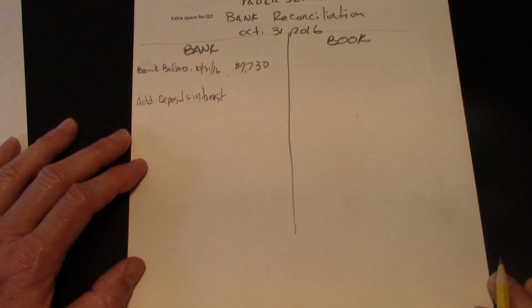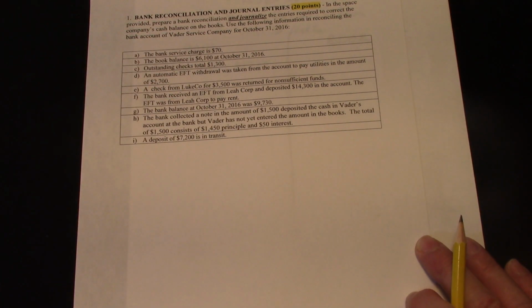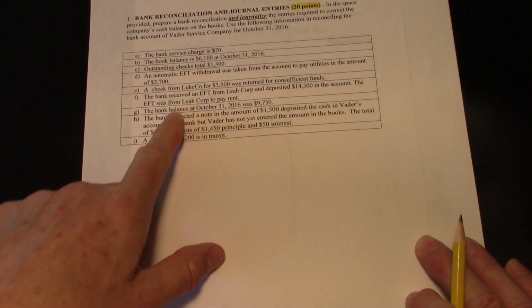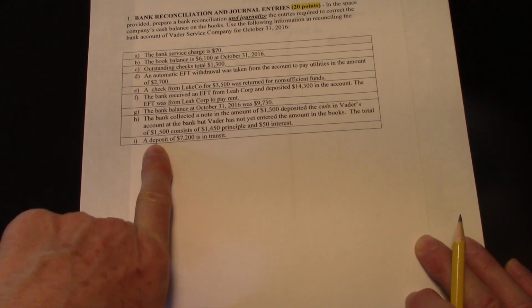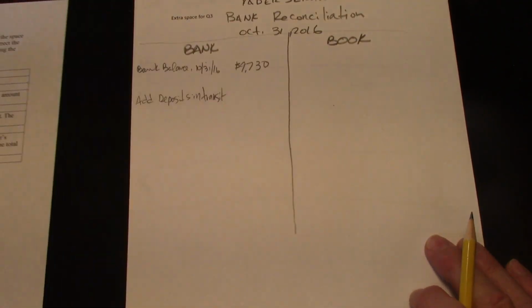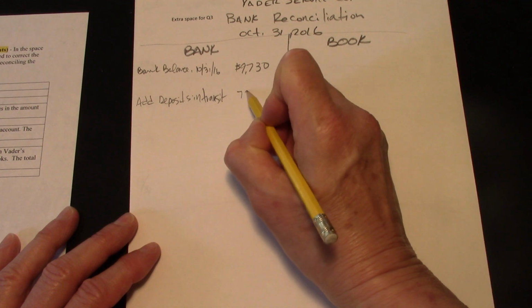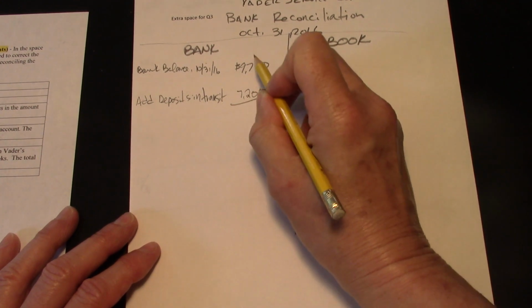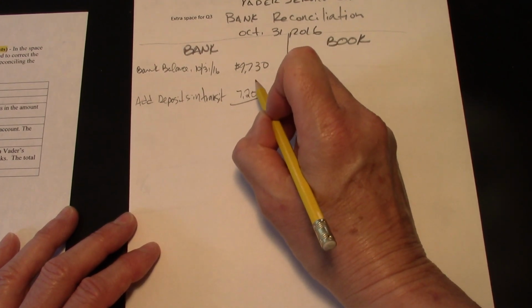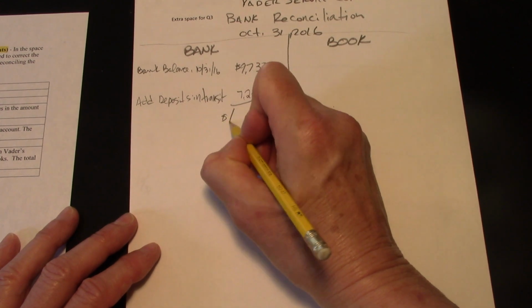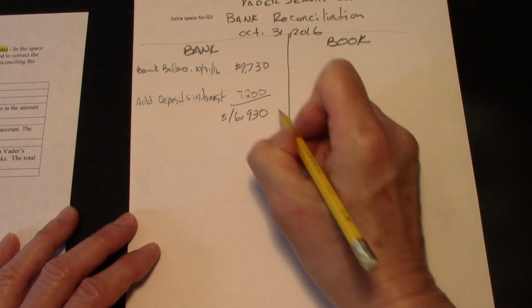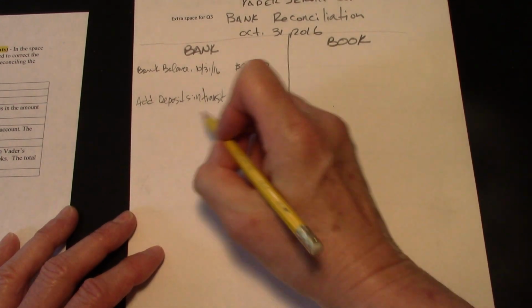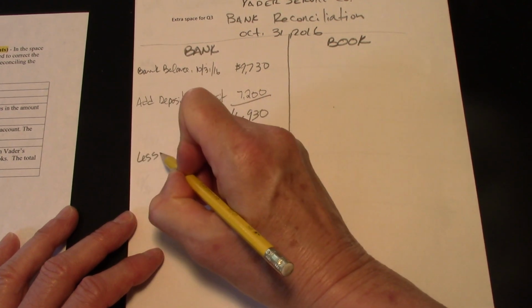All right, so deposits in transit. Now, of course, in real life, you'd have to search through your bank statement to find the deposit in transit, but there you're just going to be told. There you go, deposit in transit, $7,200. So we add that. $97.30 plus $7,200 is $16,930.